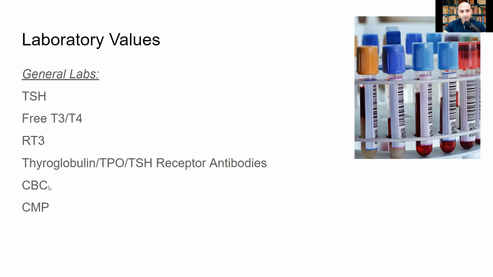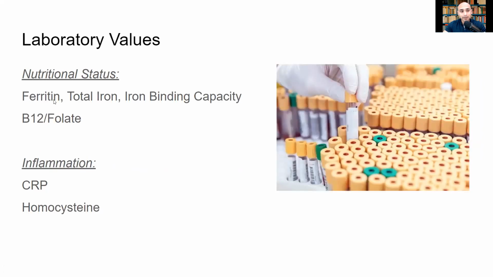A CBC and CMP to get a baseline for a patient's hemoglobin, hematocrit, white blood cell count, red blood cell indices, as well as any electrolytes, their glucose levels, and liver function tests. In terms of nutritional status, I tend to look at iron, ferritin, which is useful, but it is an acute phase reactant, so it can rise during states where patients are stressed or infectious states. So I always make sure to get total iron and iron binding capacity, as well as iron saturation, to get a better idea of their body iron stores. And then iron, as well as B12 and folate, are important in formation of T4 to T3 because they're important in the deiodinase enzymes that are key in converting T4 to T3 in the periphery.